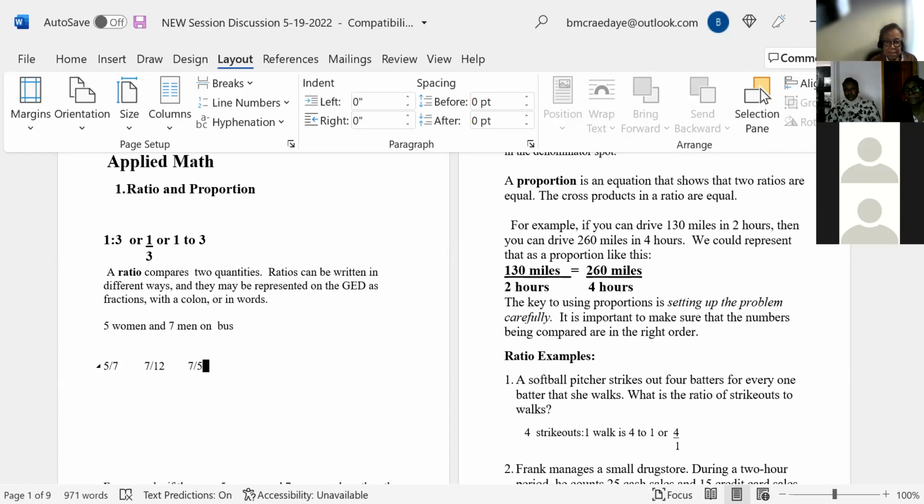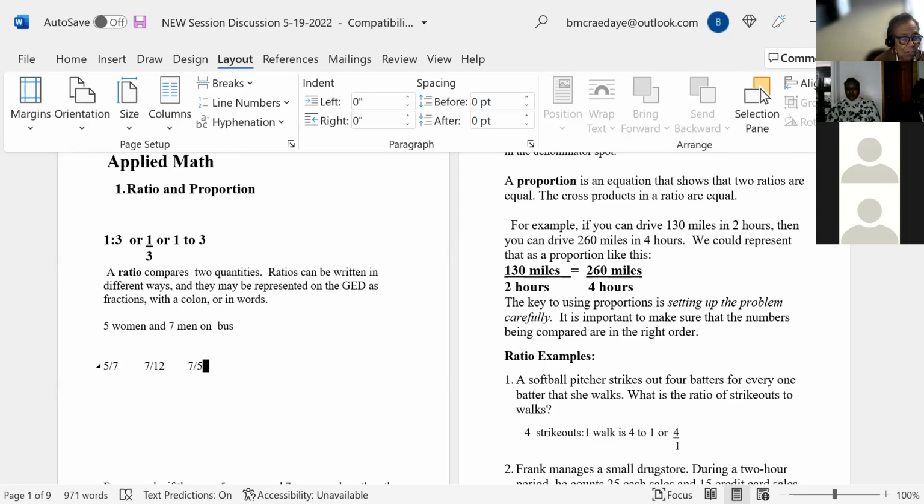Mercedes, what I asked you for was men over the total. The total of all the people on the bus is 12. To get the total, you have to add the men plus the women, 7 plus 5, and then you say 7 for the men. Okay.